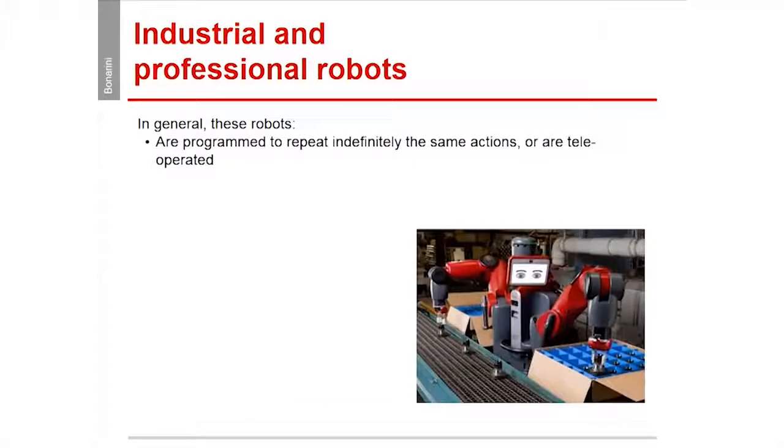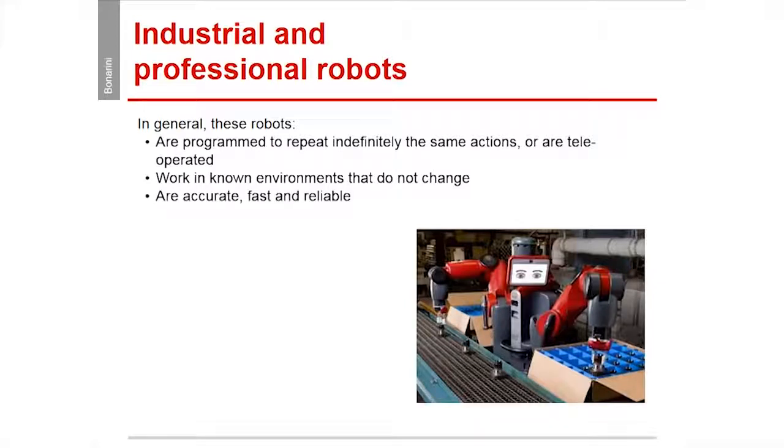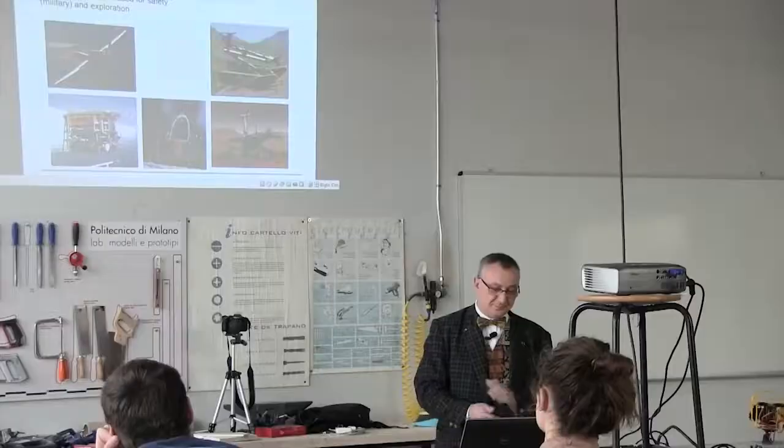So these are industrial robots. They are programmed to repeat always the same action. Sometimes they are teleoperated. They work in environments that do not change, so everything is always the same. They are accurate, fast, and reliable, and run without failures for a long time. They are industrial products. They should work because production should go on. They are expensive. They cost a lot.